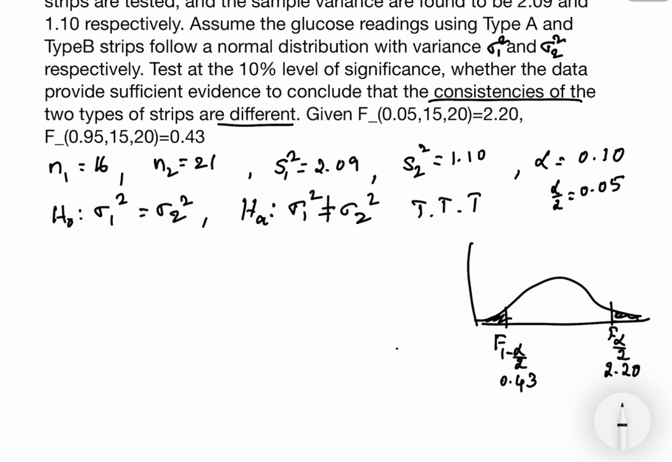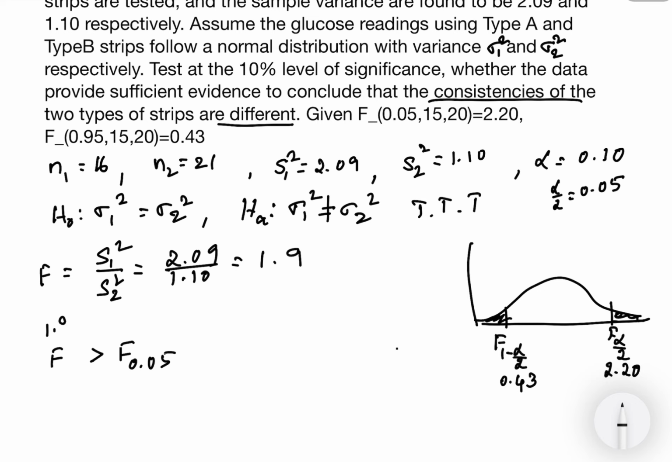So now let us calculate the statistic F using the formula s1 square over s2 square, which is 2.09 over 1.10, which gives us the value as 1.9. So we do want to compare this F with F 0.05. We do want to check whether F is greater than F 0.05. Here F is 1.9, F 0.05 is 2.20. Certainly 1.9 is not greater than 2.20. So we do not reject the hypothesis.